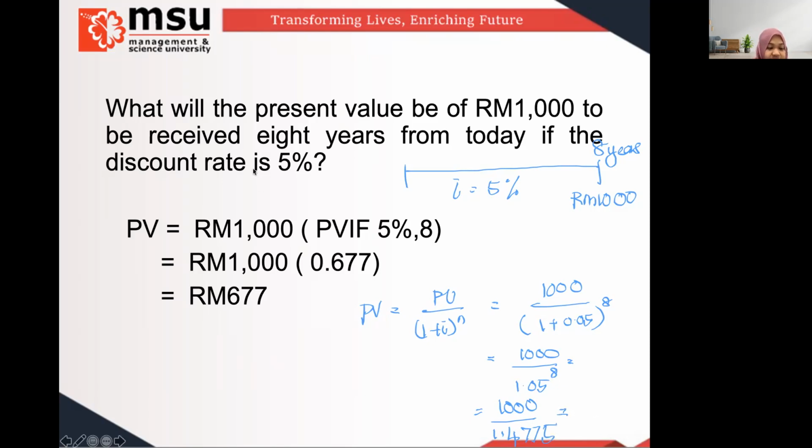So 1,000 divided by the answer would be 676.839. Just round up, 676.84. This answer will be in Ringgit Malaysia. So this is if you use the formula.